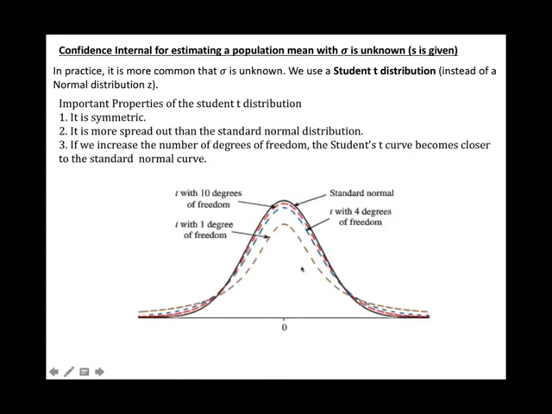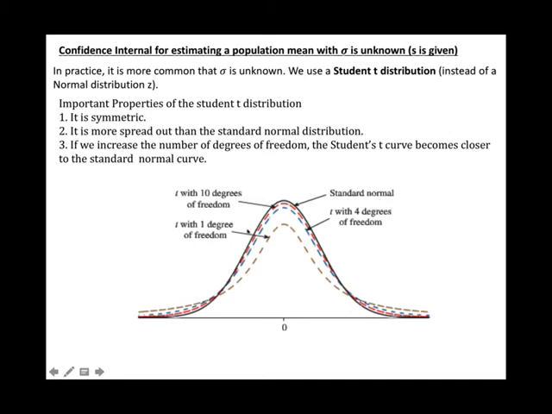Okay, look at this picture. You're going to see the black line here. This is called the standard normal, okay? This is talking about your z distribution, the one we're working on in chapter 6, part 1. The black one will be the standard normal distribution.